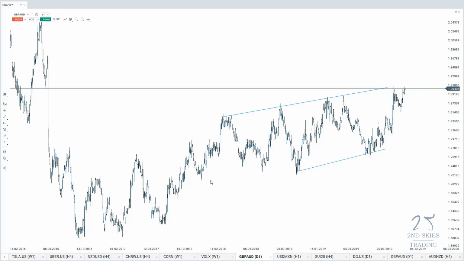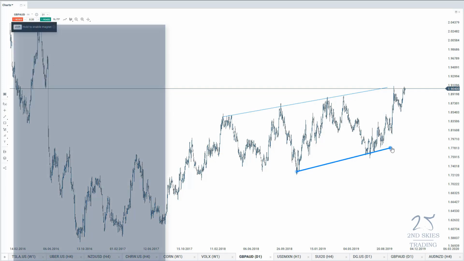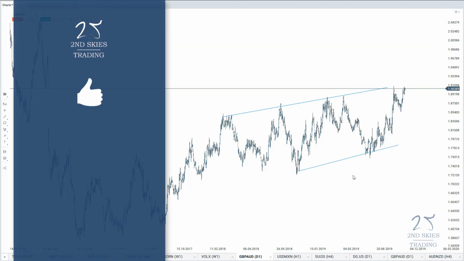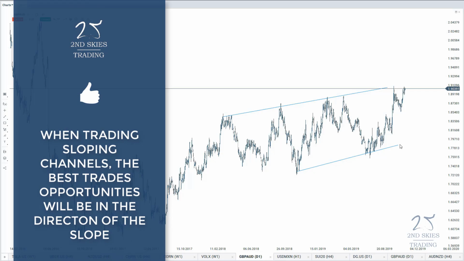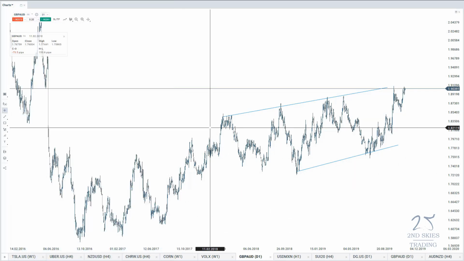Now, along those lines, one thing I like to mention with sloping channels is that if you are going to trade sloping channels, the best trade setups will always be in the direction of the slope. Why is that? Well, let's look at this for a second.